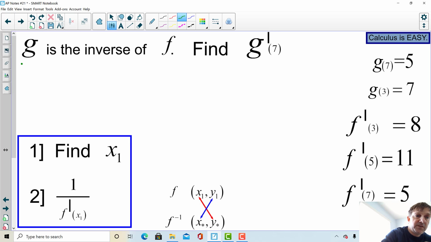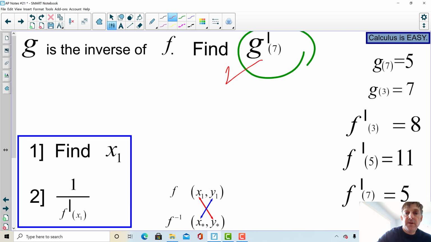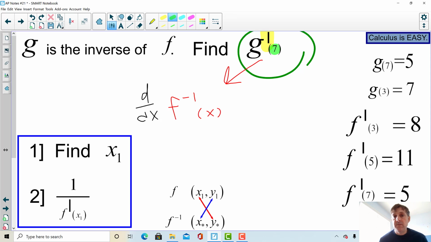Okay, for this example, it's telling us that g is the inverse of f. Well, at this point, that's too many letters. We're going to start to get confused. So let's just rewrite this g as f inverse. Okay, so this piece right here is going to be f inverse. You'll notice there is a prime, so that means the derivative. So I'm going to put the derivative in front of this. You'll also notice that there's a 7, so that means when x is 7, but that x value of 7 belongs to the inverse. So for the original function, it would really be a y value of 7.